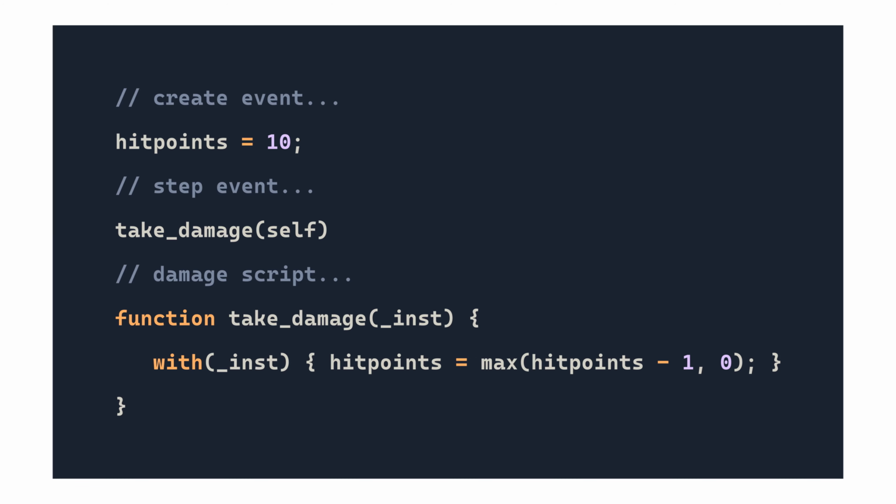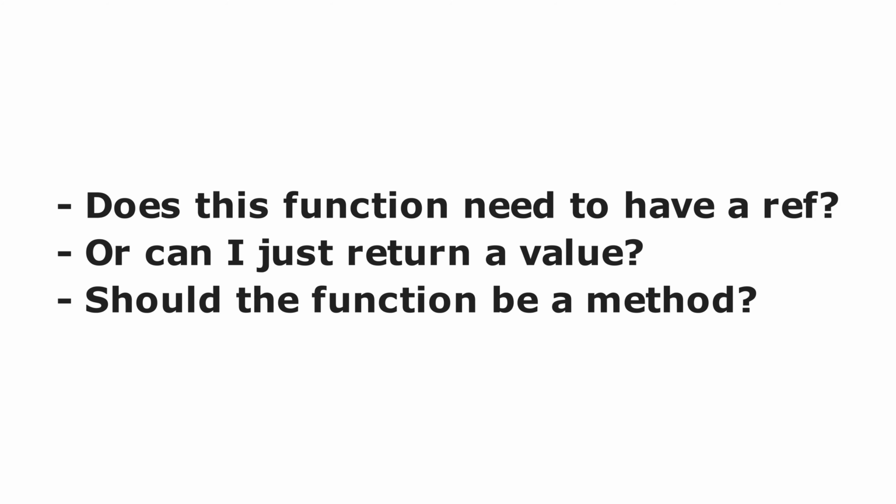keyword. I would consider a couple of things when you write code like this, though. Please ask yourself, does this function need to have a reference? Can I just return a value instead? Will that make my code simpler? Does it make sense to have the function outside of an object, or should it just be a method?